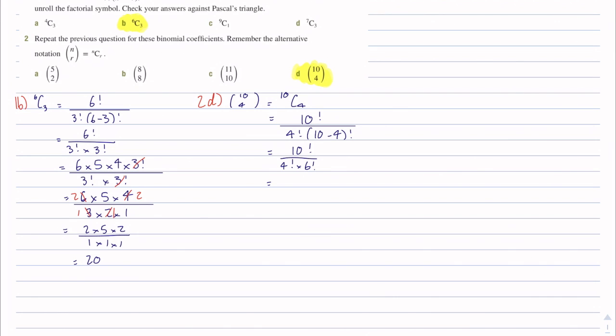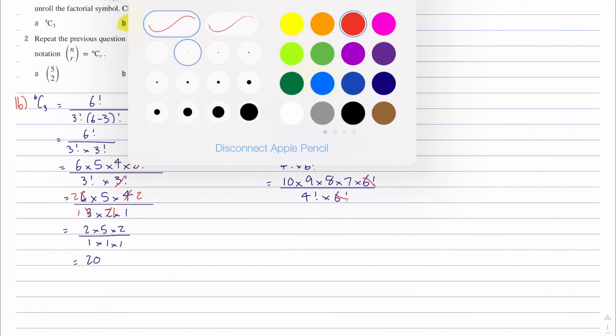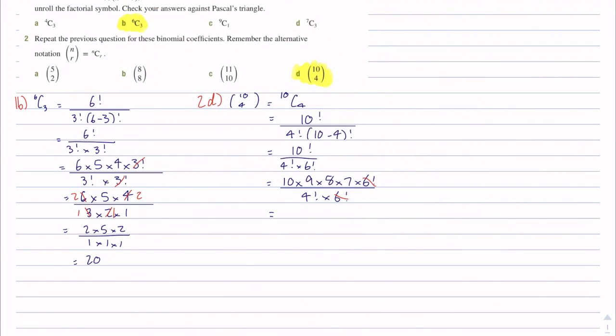I'm going to unroll that 10 factorial. I've got 10 times 9 times 8 times 7 times 6 factorial over 4 factorial times 6 factorial. Those 6 factorials are cancelled out. Now you may have chosen to unroll the 4 factorial first, saving yourself a line of working out. So I've got 10 times 9 times 8 times 7. I still have to unroll that 4 factorial. 4 times 3 times 2 times 1.